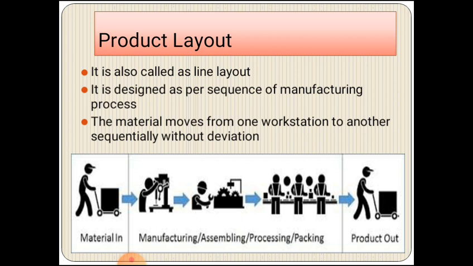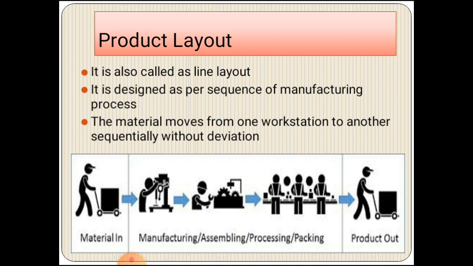The material moves from one workstation to another sequentially without deviation. In line layout or product layout, material moves from one workstation to another without any deviation. Here you can see from the diagram the material is fed from the left side, written as material in, and it moves forward for manufacturing, assembling, processing and packing, and then goes to the product out. It is a forward movement of material in the production process.